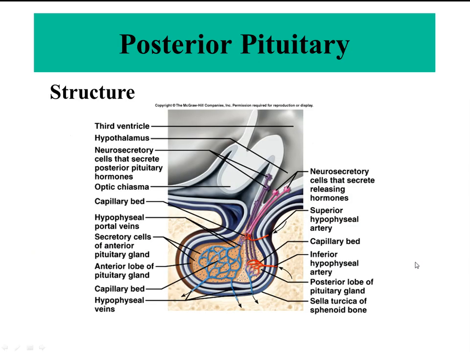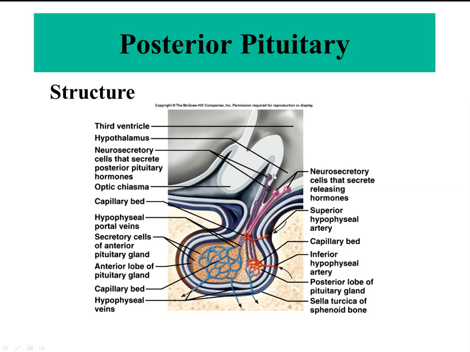Okay, the posterior pituitary. Now, we looked at this picture before. Here we have the infundibulum, the stalk that leads to the pituitary, the hypothalamus. Now, the posterior pituitary is different from the anterior pituitary. Here is the posterior pituitary. Now, it has fewer blood vessels here. What you have is neurosecretory cells that secrete posterior pituitary hormones.